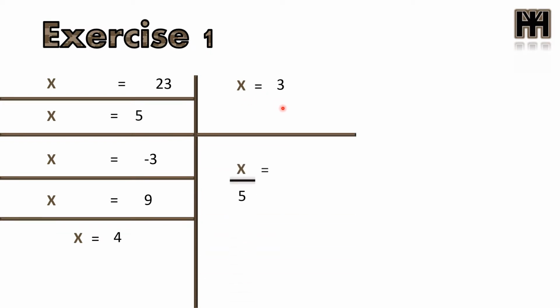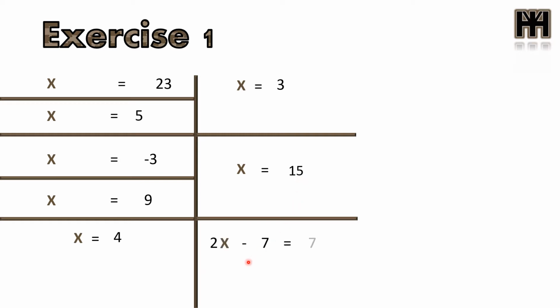Okay. Now we have x over 5 equals 3. Now how to know the value of x? You'll send the 5 to the other side, but it's divided, so it will be multiplied. So we have 3 times 5, which is 15.